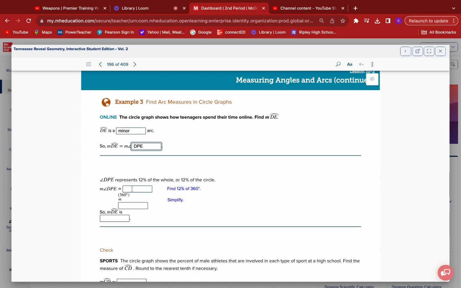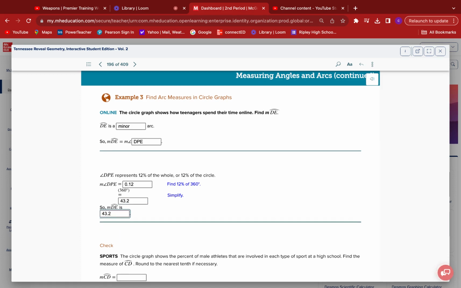We need to find 12% of 360. So 0.12 times 360. I'm going to grab my calculator. 0.12 times 360 is 43.2. All right, so the measure of arc DE is 43.2, which is the measure of the central angle. All right, done with that.